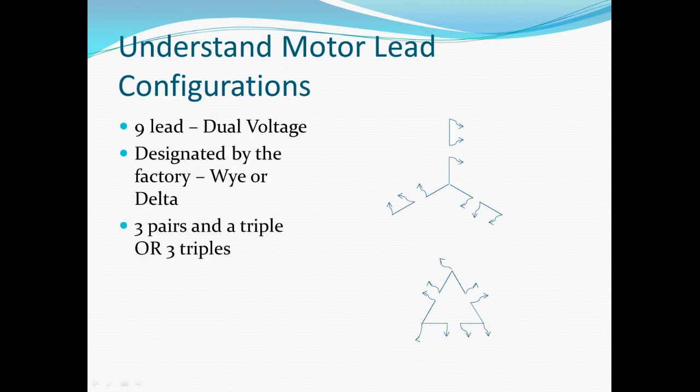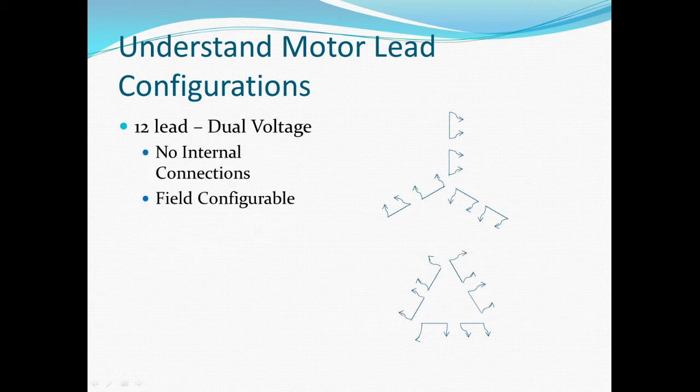A 9-lead motor is a dual voltage, perhaps the most common type of motor. These have to be designated by the factory, either Y or delta. And when we tone out the continuity of the coils, we're going to either come up with 3 pairs with a triple, or we'll have 3 triples, and those configurations can be shown here on the right. There is an internal connection or multiple internal connections that tie the coils together that we have no access to.